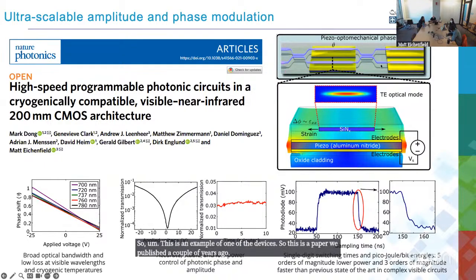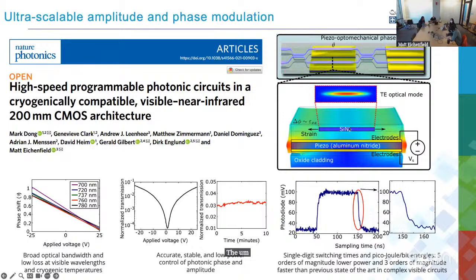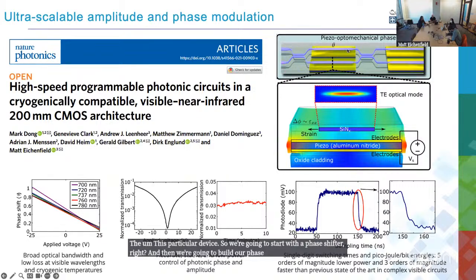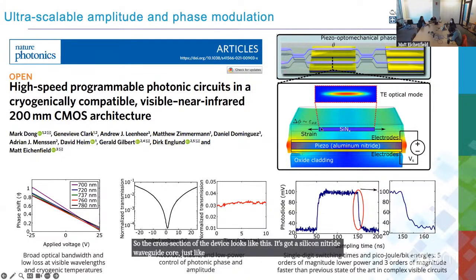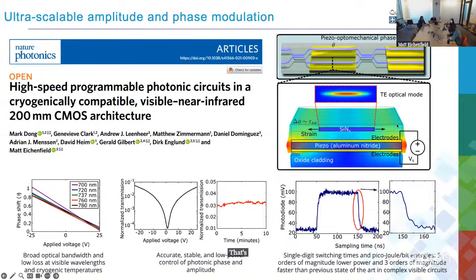This particular device, we're going to start with a phase shifter, right? And then we're going to build our phase shifter into a Mach-Zehnder interferometer that will make a Mach-Zehnder modulator. Okay, so the cross section of the device looks like this. It's got a silicon nitride waveguide core, just like we've been talking about. That's surrounded by silicon dioxide.